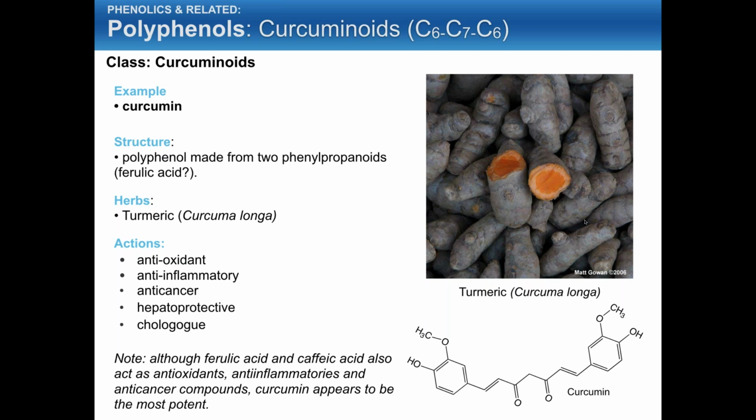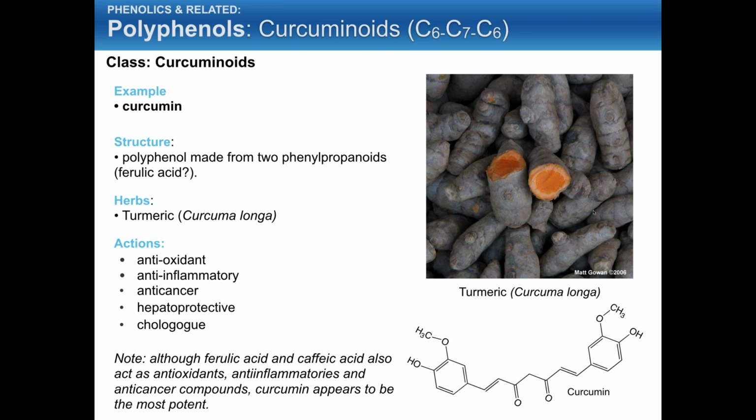The actions associated with it are antioxidant, because you know it's a polyphenol, and polyphenols are phenolic compounds, and pretty much every single phenolic compound will have that antioxidant effect. It seems to be a more potent anti-inflammatory than some of the other phenolic acids that we talked about. Even though it looks like probably a couple of ferulic acid or caffeic acid molecules stuck together and modified, curcumin has more potent antioxidant, anti-inflammatory, anti-cancer properties compared to the other ones. The other ones are more abundant, but this one seems to be even more specific and potent. So it's great for cancer as well.